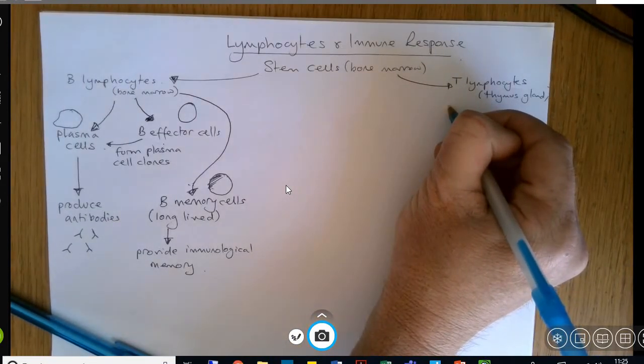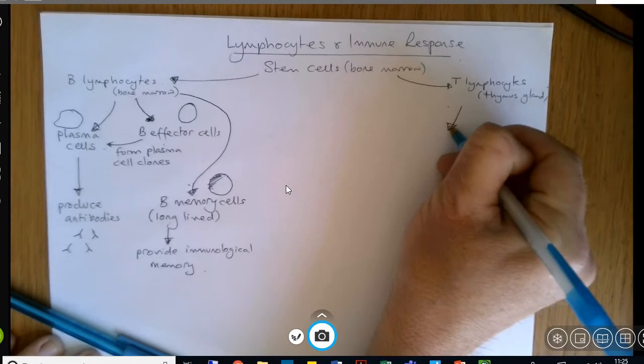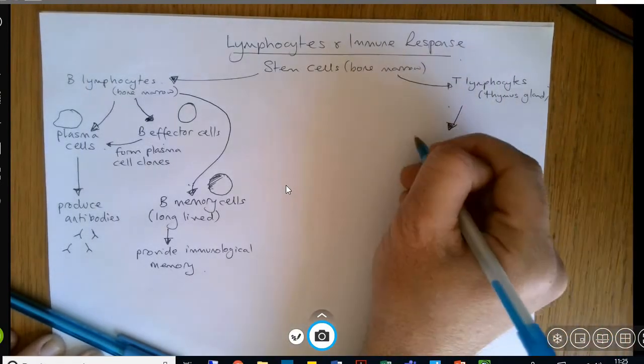So just give me a second. Yeah. So just drawing a little arrow just to make sure I get this drawn right for you.